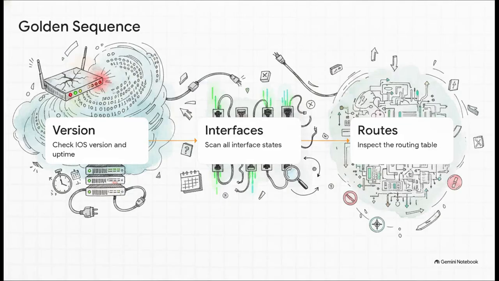So when you connect to a broken, unknown router, you don't just guess, you run the golden sequence. These are the big 3 commands. Step 1, show version. Tells you how long the device has been running and why it last rebooted. Step 2, show ip interface brief. Gives you an instant scan of what physical ports are awake or dead. Step 3, show ip route. Reveals the router's brain, how it currently believes traffic should flow. Executing these 3 steps instantly paints a clear picture of the network's overall health.